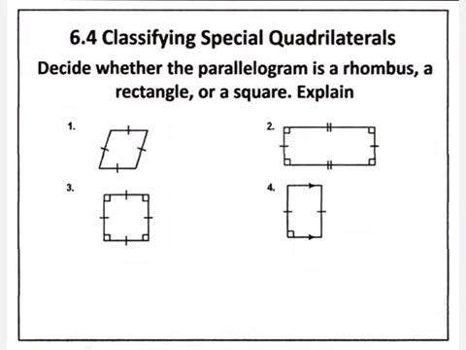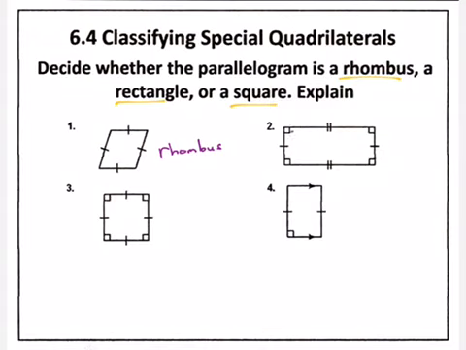Decide whether the parallelogram is a rhombus, rectangle, or square. Explain. And we want to use the most inclusive title for each. So in this case, we have 4 congruent sides. We don't know any of the angles, so the best we can do here is a rhombus.